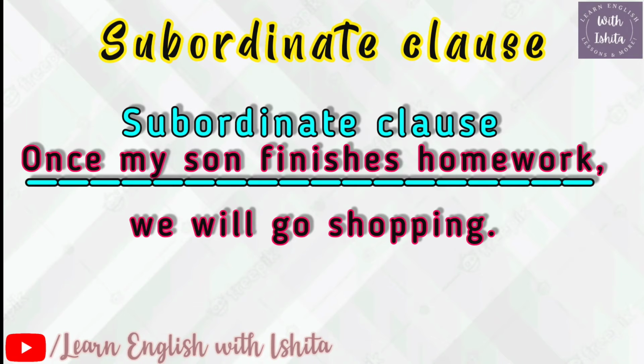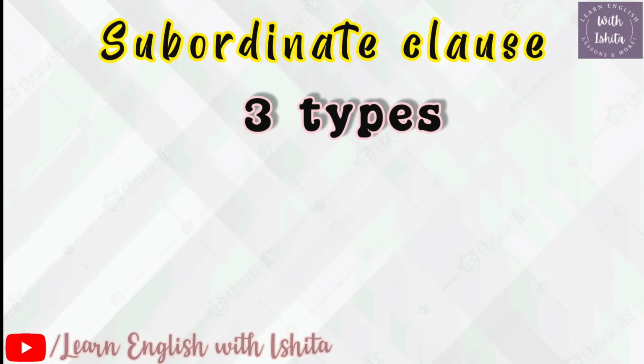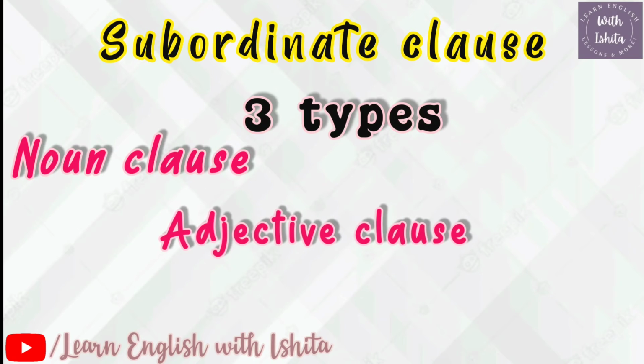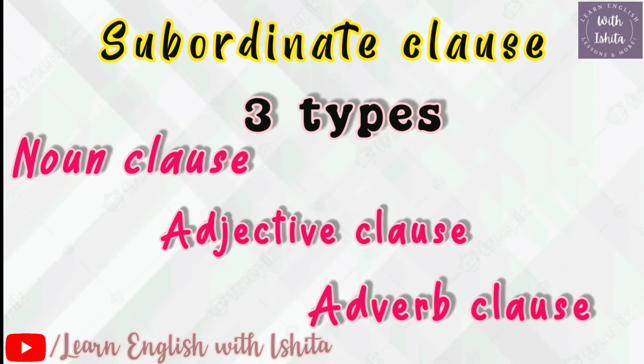A subordinate clause also has its three types: noun clause, adjective clause, and adverb clause. But in this video, we are not talking about all the forms of subordinate clause. In this video, we are talking about principal clause and subordinate clause. We will talk about the other topic in the next video.